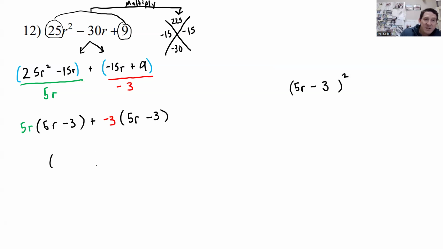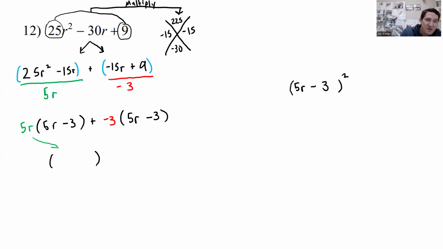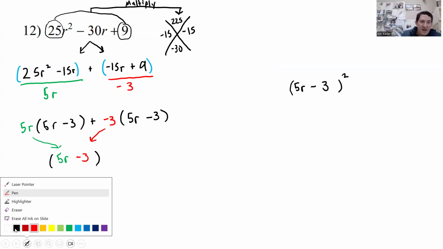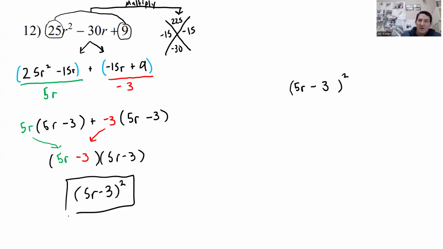Regroup in our factors. So the first grouping is going to be our GCFs grouped together, so factor together. 5r minus 3, and then the other 5r minus 3, those identical factors, is the last factor here. So we get 5r minus 3 times 5r minus 3. That's a lot of 5r's minus 3's. Since they are identical, we squish them together for our answer.